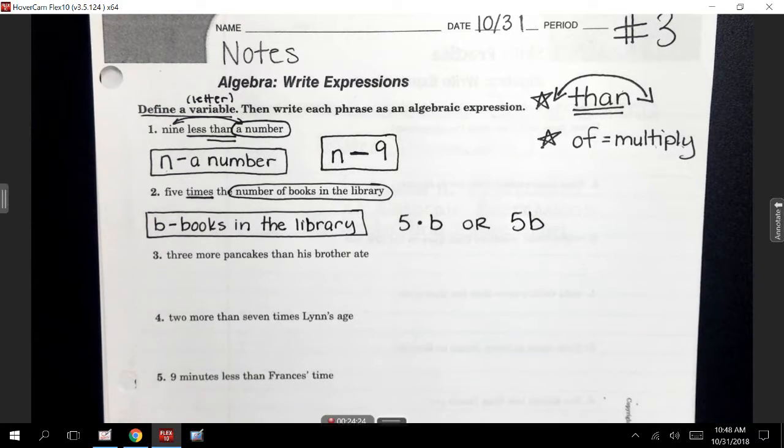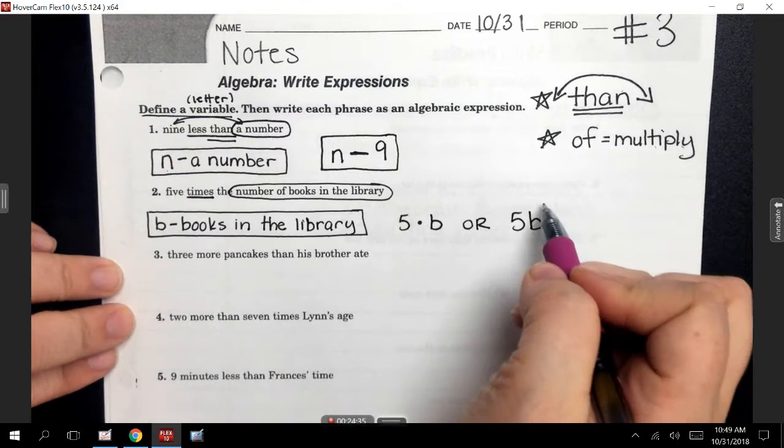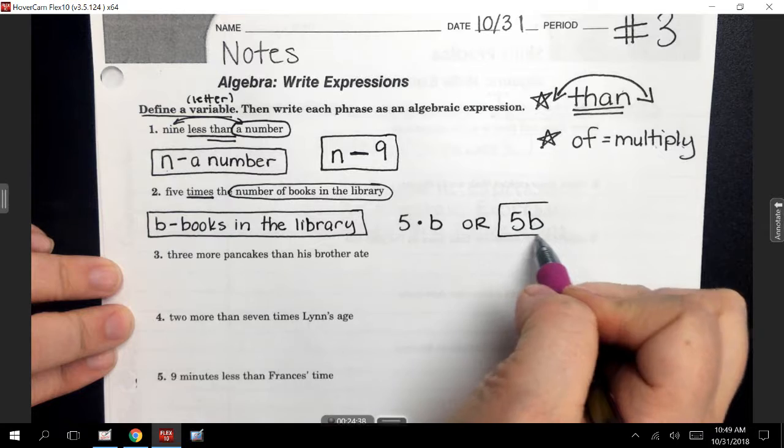5 and B beside it. Remember, guys, if it's a letter, do I need to separate 5 and B to tell that they're two different things? Now, if it was 5 and like 2, then I would need the parentheses so it doesn't look like 52. But here, I would just write 5B.